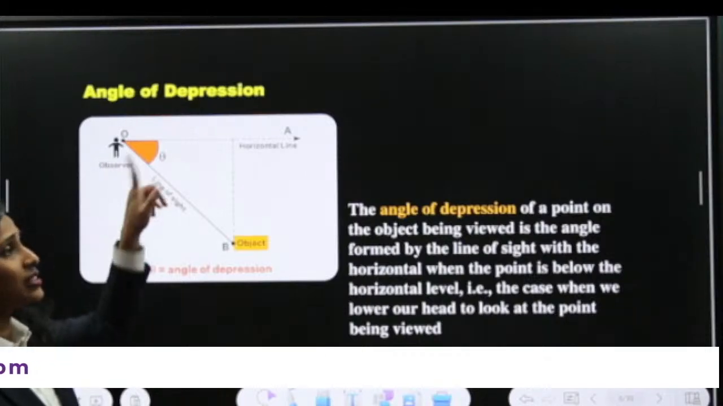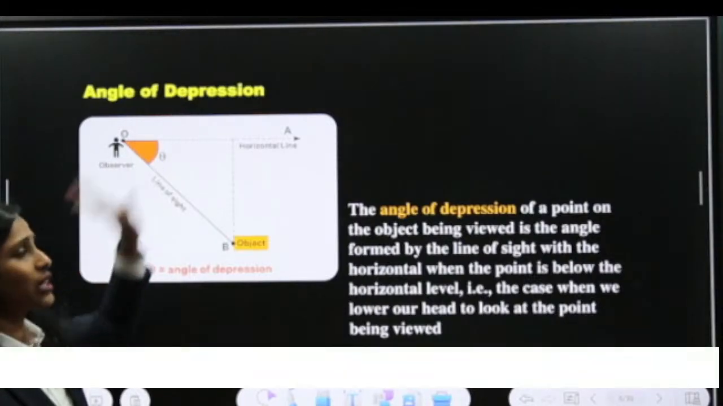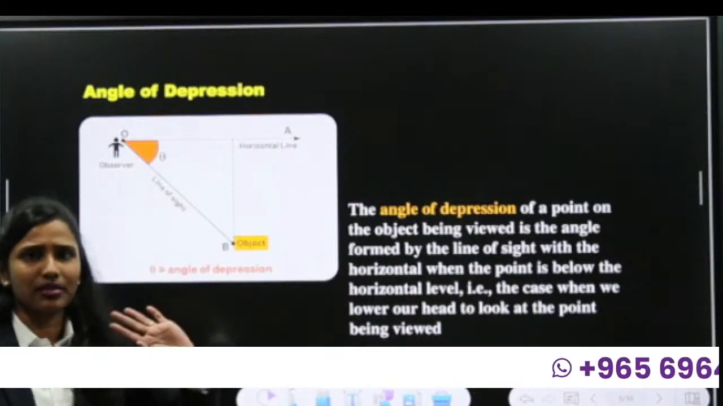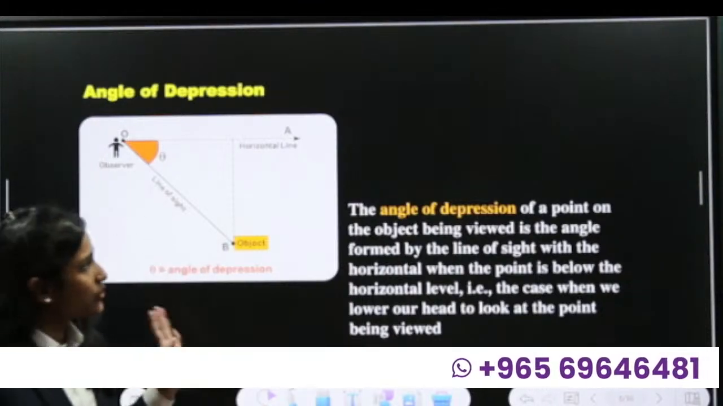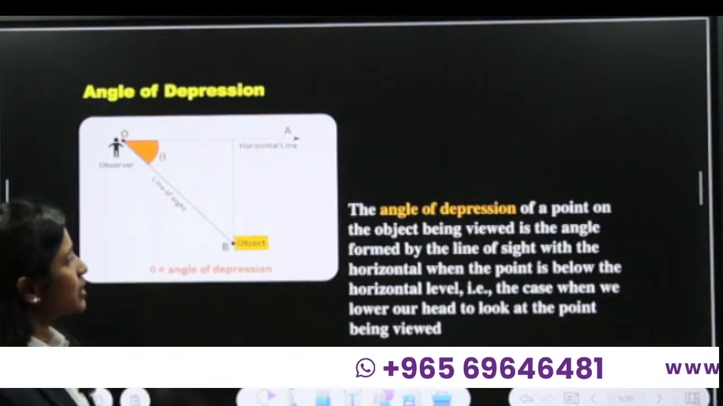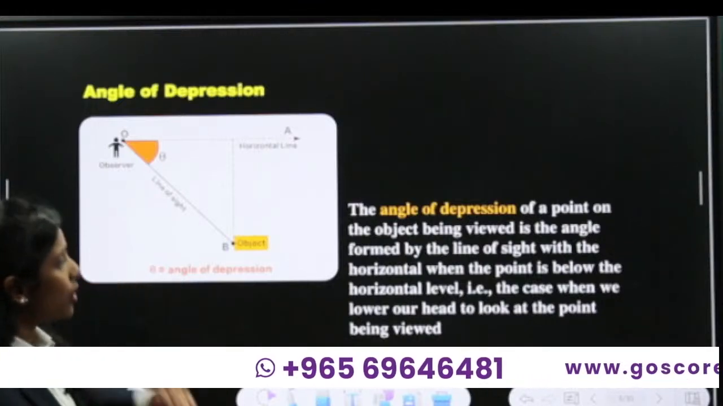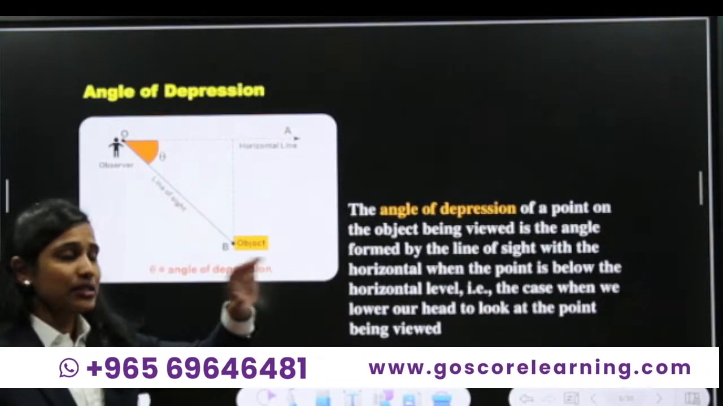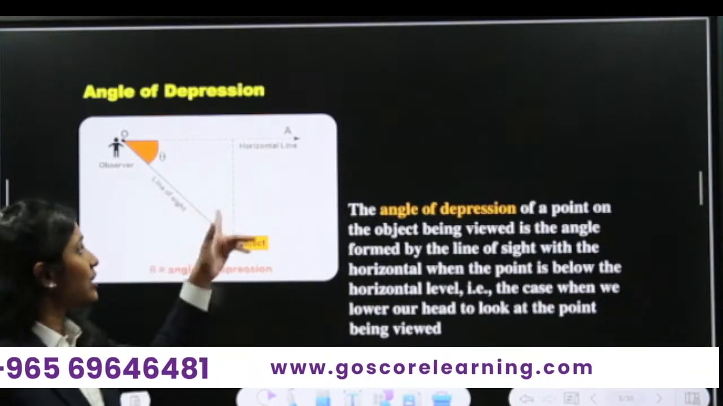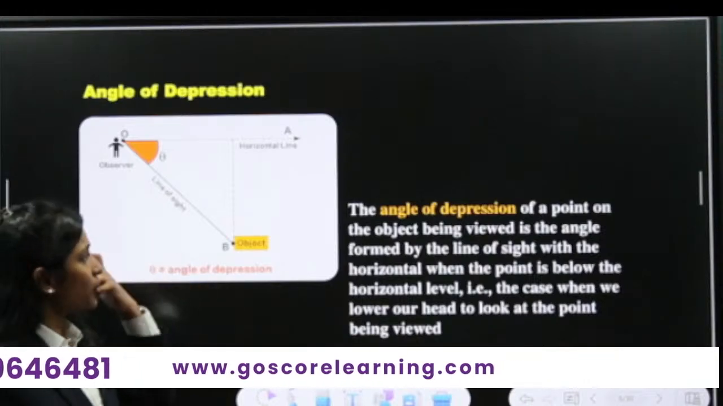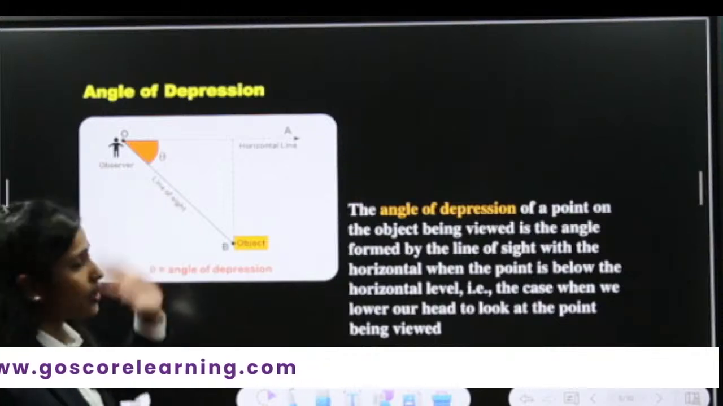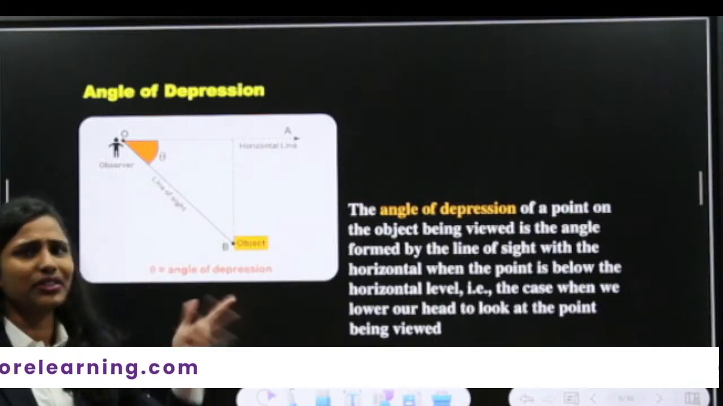For elevation, the object will be upwards. We have to look upwards. Okay, then angle of depression is downwards. Simply opposite. The angle of depression of a point on the object being viewed is the angle formed by the line of sight. You have to remember that. Some of you make mistakes in angle of depression because you forget to draw the horizontal line. Okay, always make that mistake.